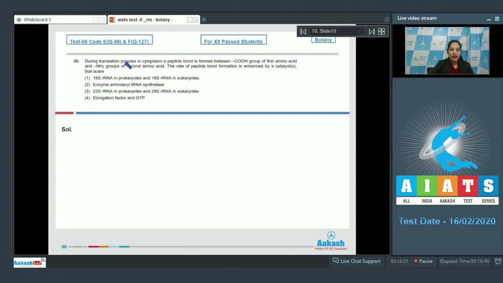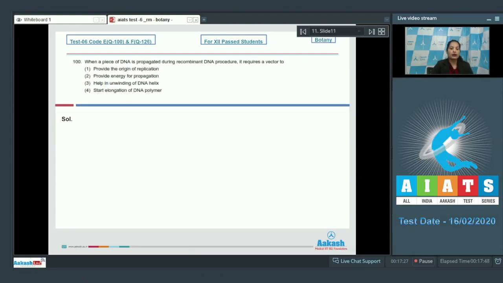Question number 99. During translation process in cytoplasm, a peptide bond is formed between COOH group of first amino acid and NH2 group of second amino acid. The rate of formation of peptide bond is enhanced by a catalyst, that is, rRNA. Peptide bond formation is enhanced by a catalyst which is present in the larger subunit of the ribosome. In prokaryotes, it is 23S rRNA which is present in the larger subunit of the ribosome, and in eukaryotes it is 28S rRNA. Why not 16 and 18? Because they are present in the smaller subunit. Enzyme aminoacyl tRNA synthetase? No. Elongation factor? No. So the correct option for the given question is option number 3. Let's move to the next question.